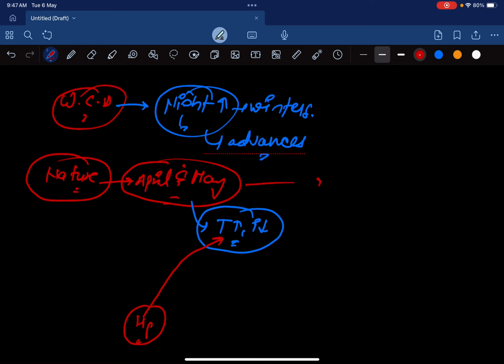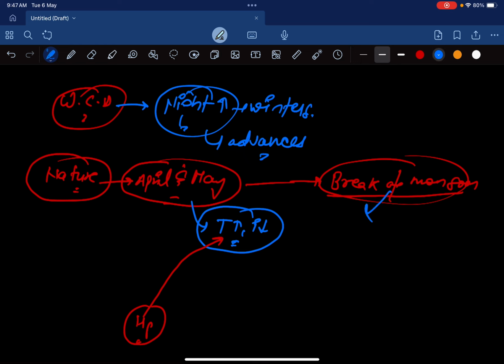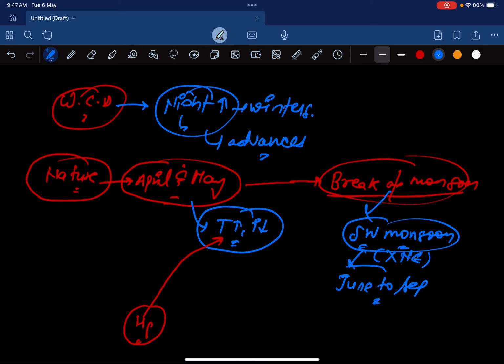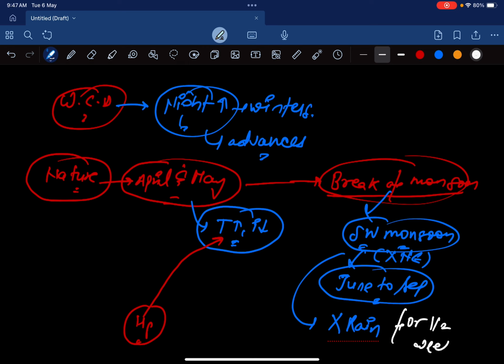Further, there is one term called break of monsoon. This means, if during the southwest monsoon, not the northeast, that is June to September, there is no rain for 1 or 2 weeks, then it is called the break in the monsoon, right?